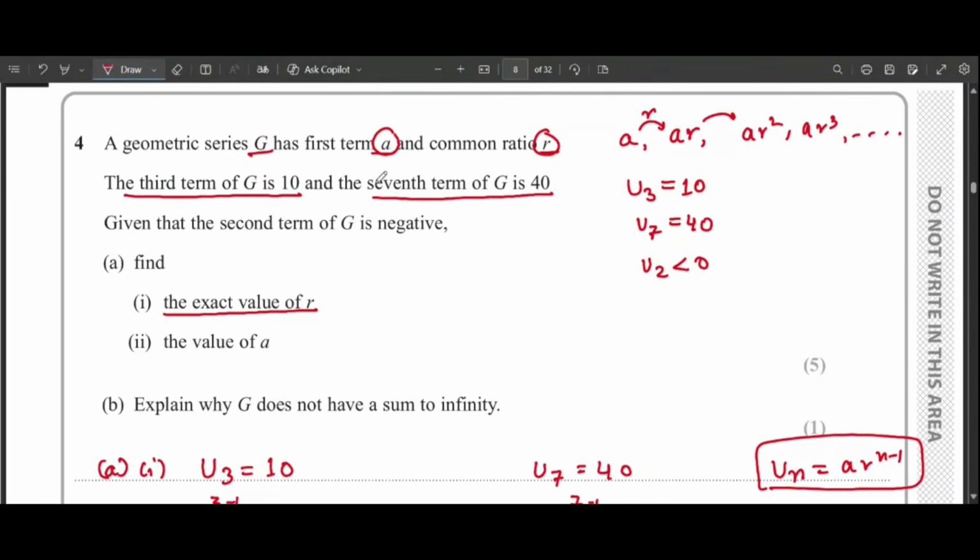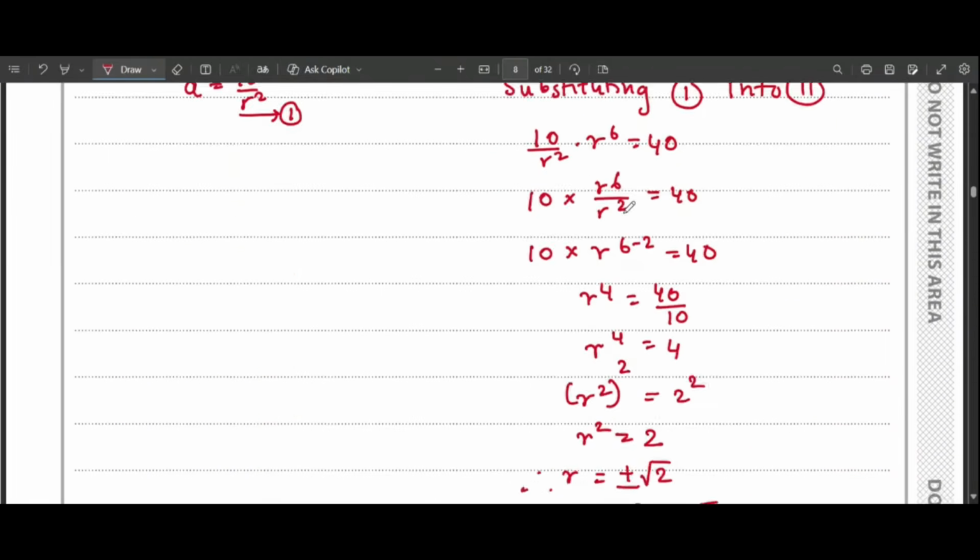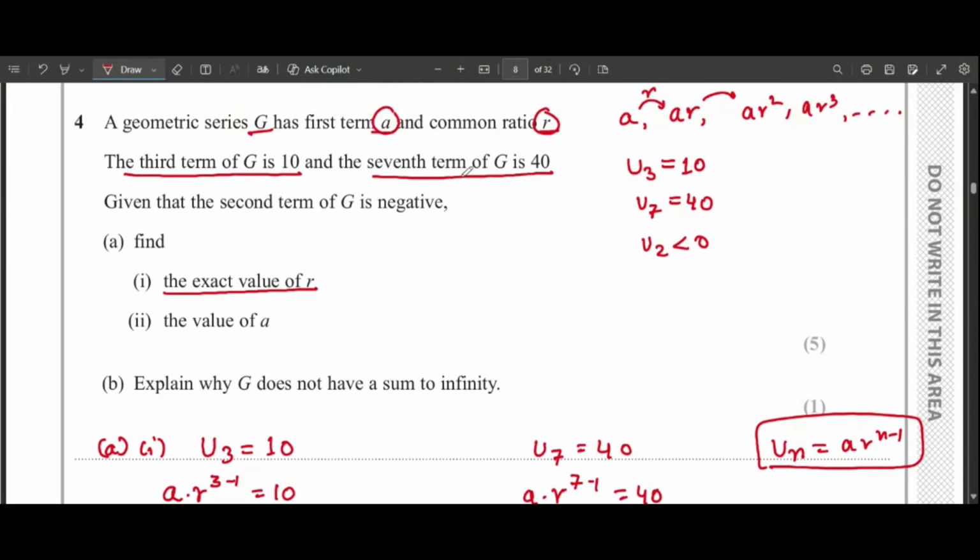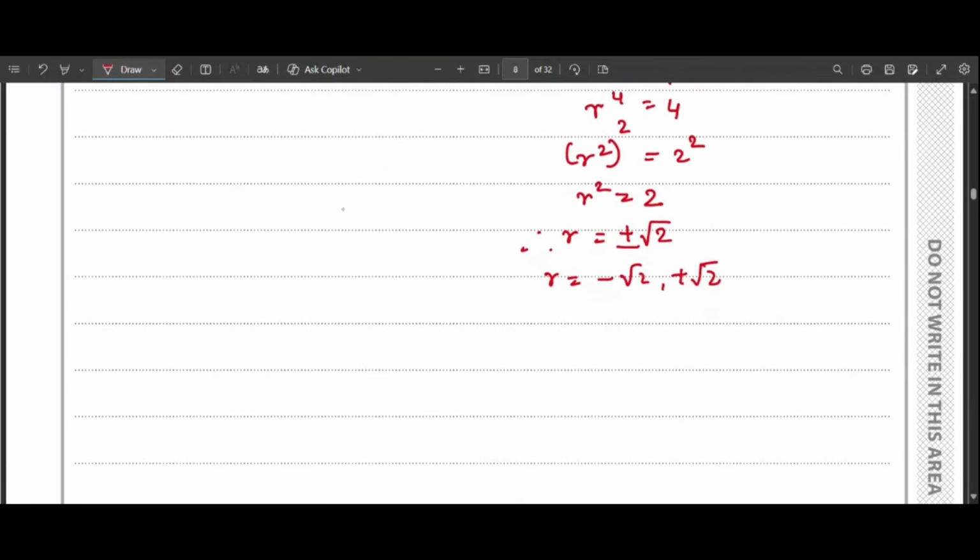We know that the third term is positive. U3 is positive. We also see that our second term is negative. So in order for the third term to be positive, given that the second term is negative, our R must be negative. Let's say our second term is equal to minus 2, and we already know the third term is equal to 10. In order for the third term to be positive, there must be a negative R present. A negative common ratio must be multiplied with our second term to give us a positive third term.